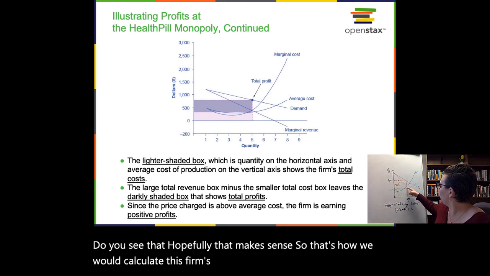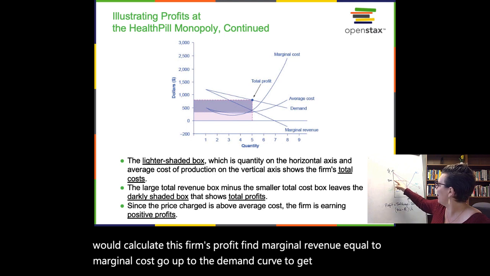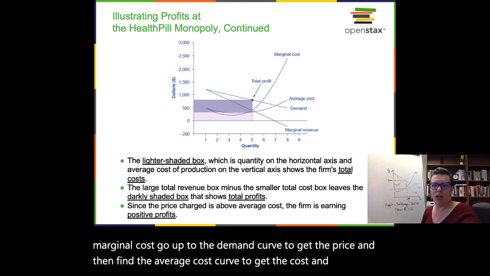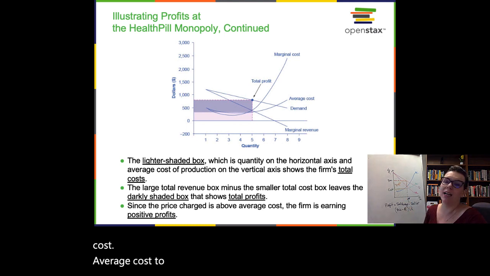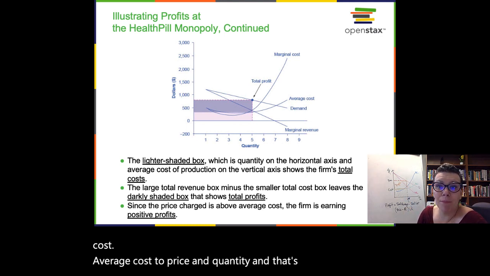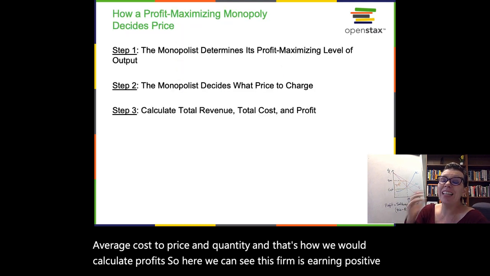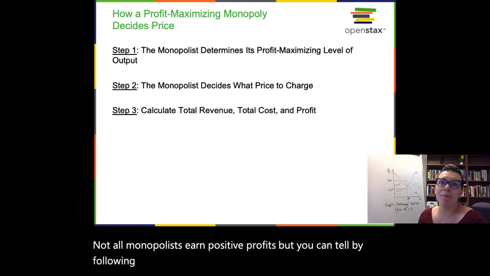Find marginal revenue equal to marginal cost, go up to the demand curve to get the price, and then find the average cost curve to get the cost, and then compare cost, average cost, to price and quantity. And that's how we would calculate profit. So here we can see this firm is earning positive profits. Not all monopolists earn positive profits, but you can tell by following this three-step process.